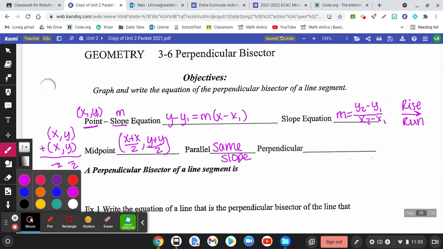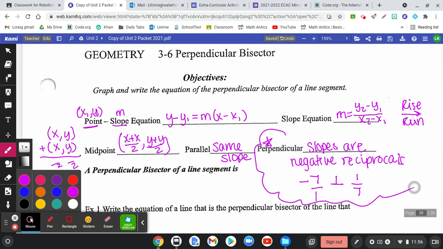All right, parallel lines, remember, have the same slope. And perpendicular lines, which we're going to be working with today, perpendicular bisector, have slopes that are negative reciprocals. And remember what that means is, let's say your slope is -7. You're going to change the sign, so negative would be positive, and flip the fraction. -7 would be over 1, so it would end up being positive 1 over 7. All right, and that's something we're definitely going to be using today.